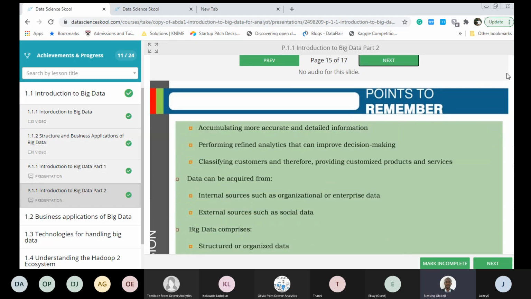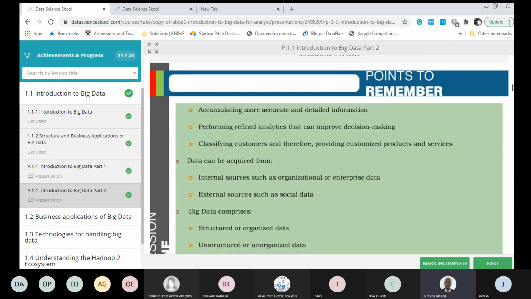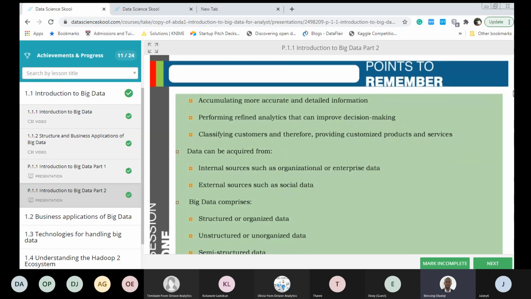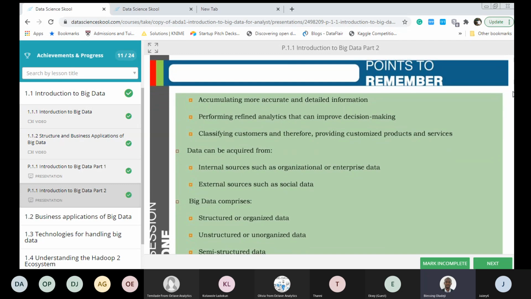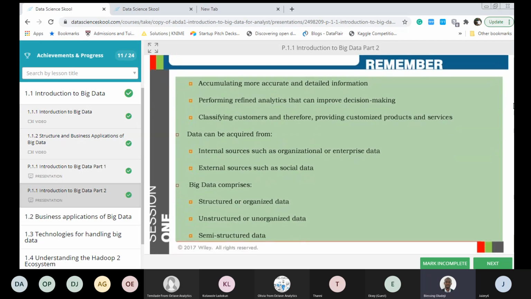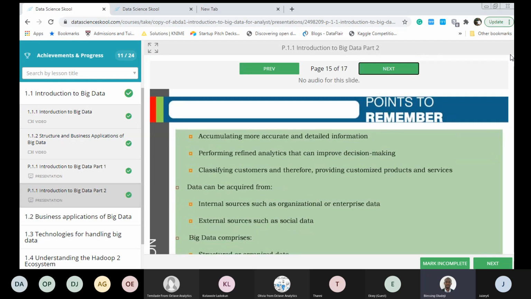Those are some things that we discussed. What are the different sectors or industries for which big data can be applied? What are the different sources where you can acquire big data from? And what are the different types of big data? It can be structured, unstructured, or semi-structured.